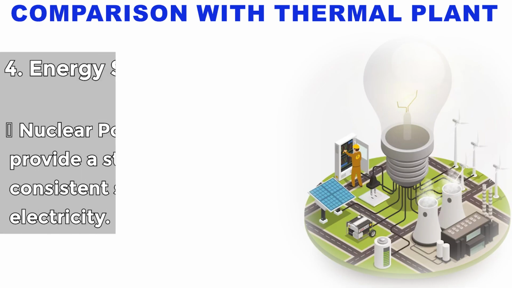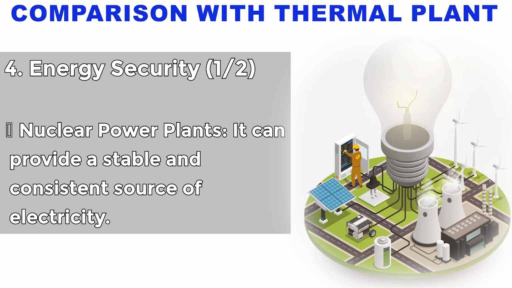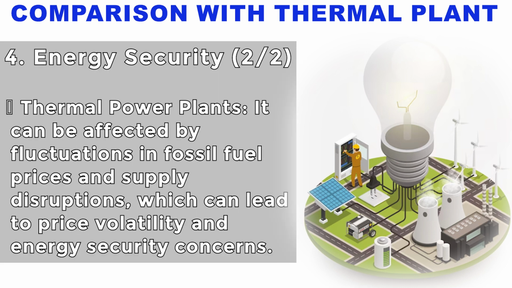Next comparison is energy security. Nuclear power plants can provide a stable and consistent source of electricity since fuel availability is not subject to price fluctuations or supply interruptions like fossil fuels. Thermal power plants can be affected by fluctuations in fossil fuel prices and supply disruptions, which can lead to price volatility and energy security concerns.